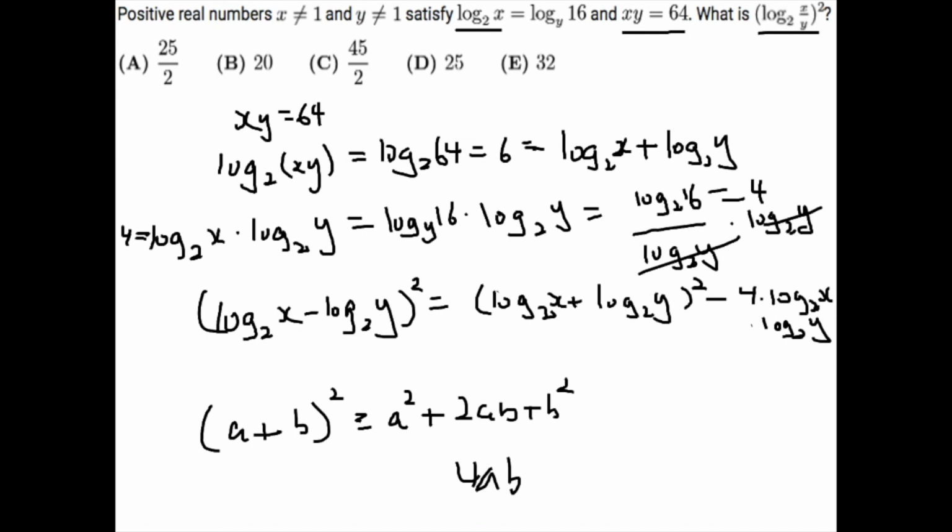So we can just plug in from here. We know this value, because it's right here. This is 6. 6 squared is 36. And this value right here is 4 times 4. So 36 minus 4 times 4 is 36 minus 16, which is 20. So the answer is B.